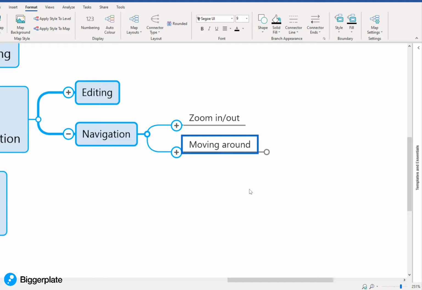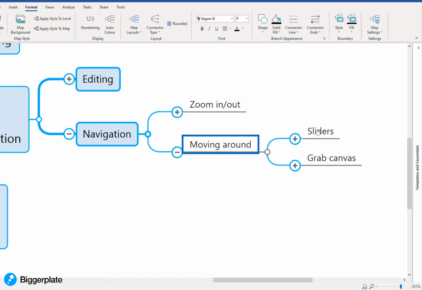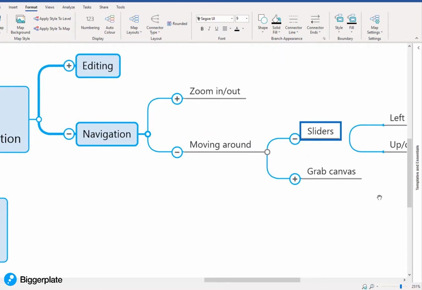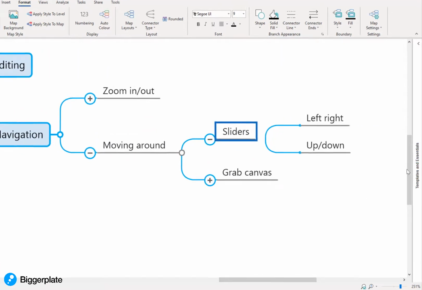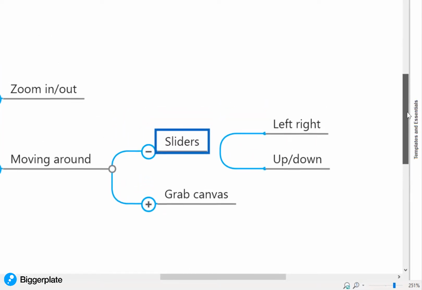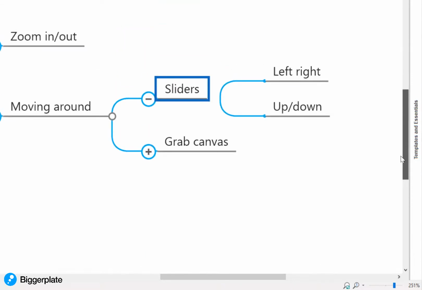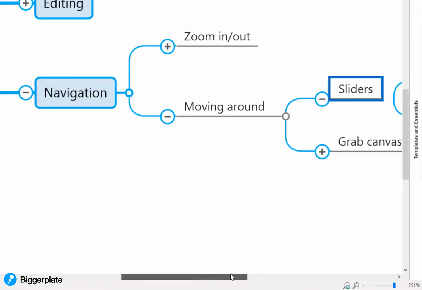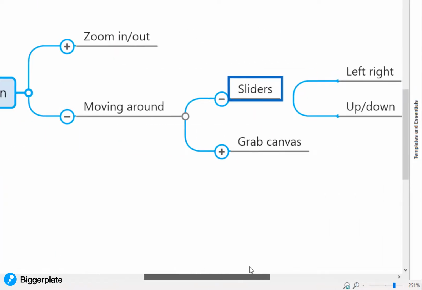In addition to zooming in and out, we obviously also want to be able to move around the canvas of our MindGenius maps nice and easily, and there's a couple of different ways to do this. The first is to use the sliders that you can see on the bottom and to the right hand side of your map. Very simple, very familiar from pretty much any software these days, is to simply scroll up, down, and left and right to move the map depending on where you need to go.